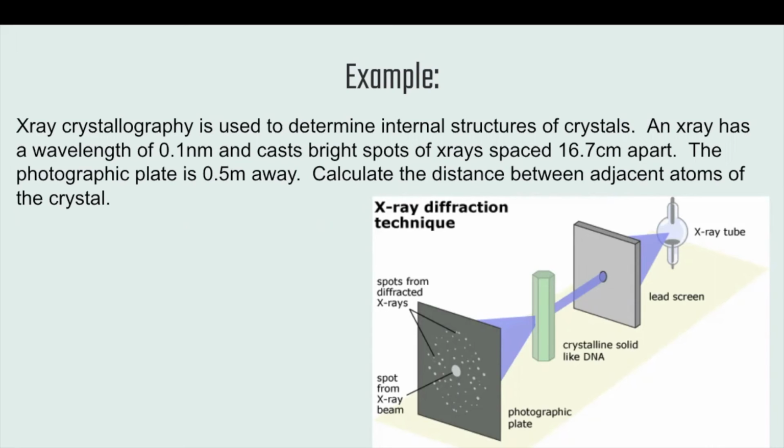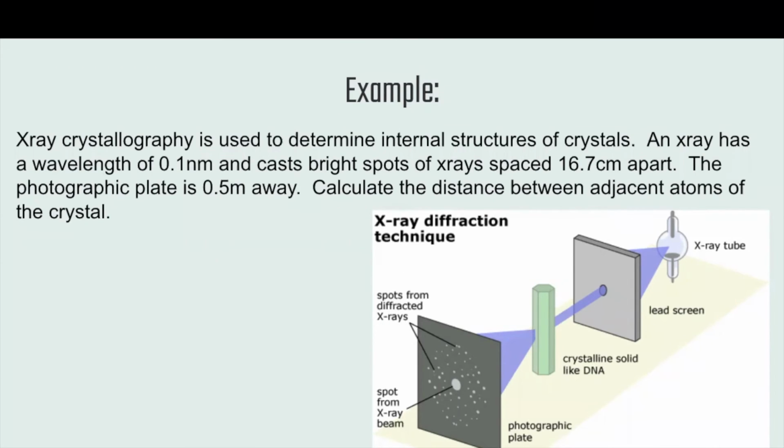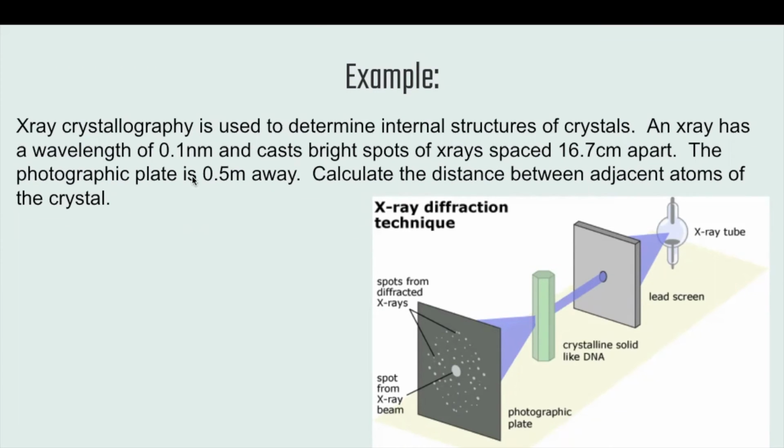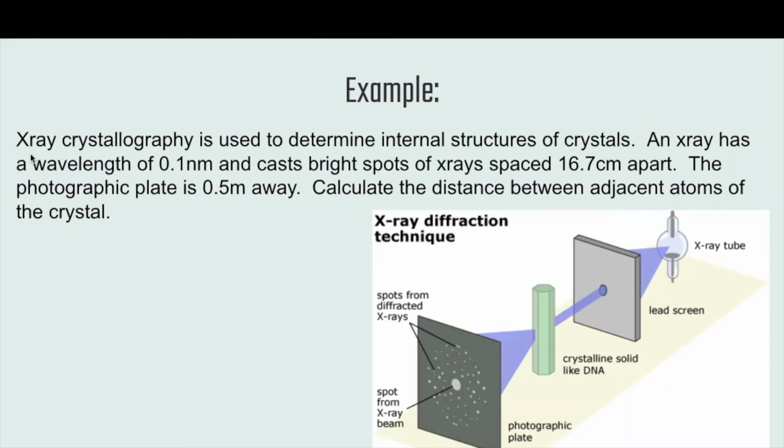So with X-ray crystallography, they take an X-ray that has a wavelength of 0.1 nanometers. If I'm doing this as a homework problem, I highlight the 0.1. That's my wavelength, so that's lambda. It casts bright spots of X-rays spaced 16.7 centimeters apart. Since it's talking about the spacing between bright spots, I know we're talking about Y. So I have lambda, I have Y, and the distance to the photographic plate is 0.5 meters.